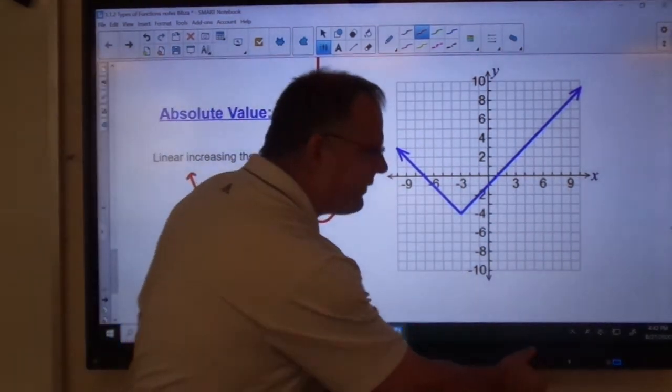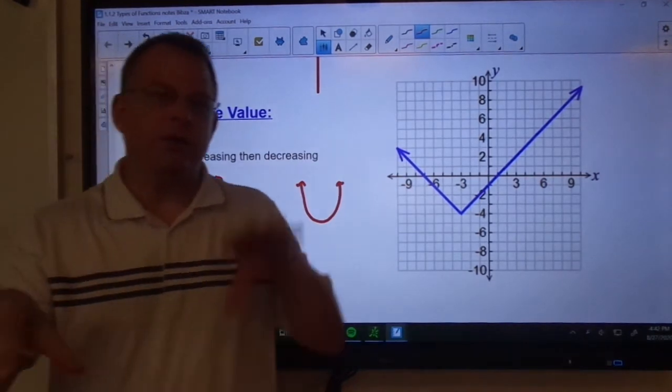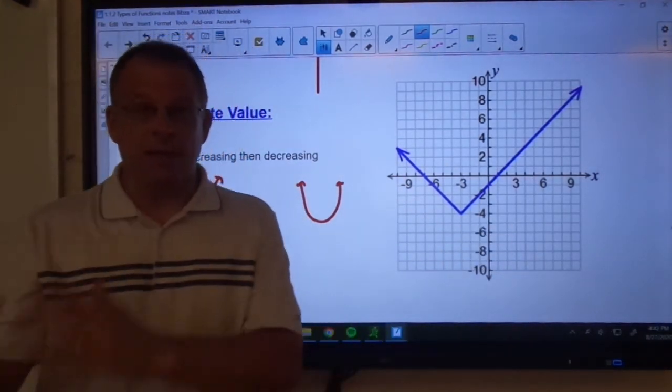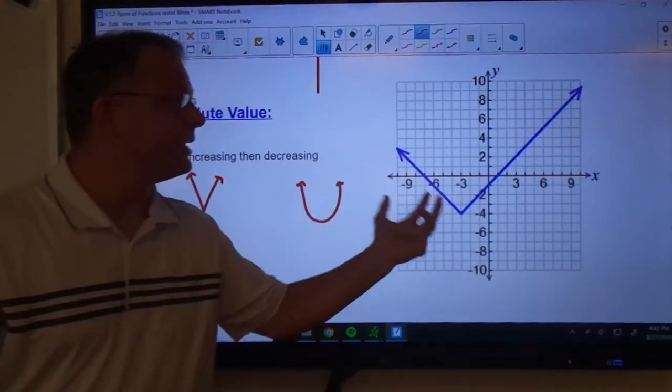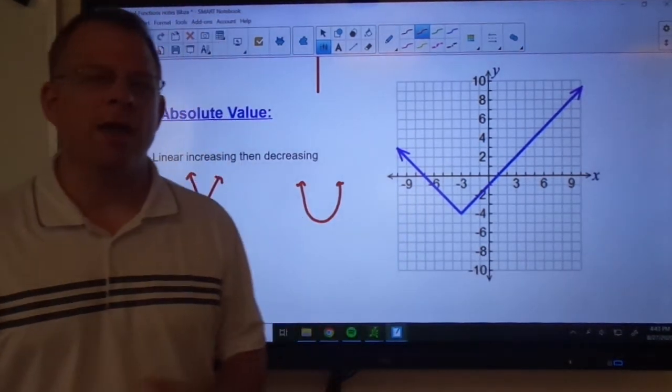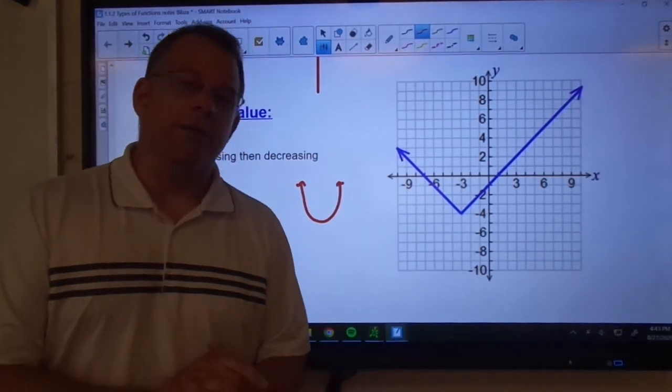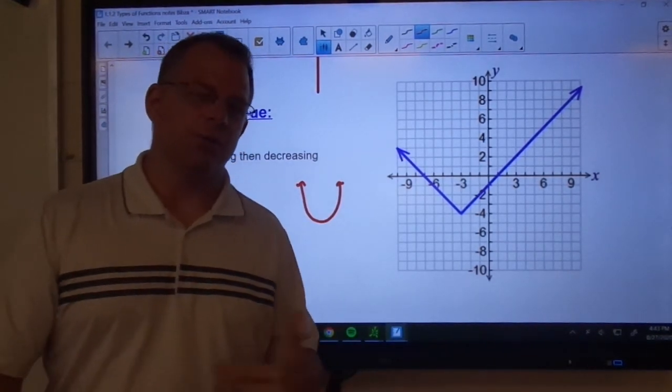So the things we're going to study this year are going to fall into one of those families of functions. And we're going to spend a little bit of time with linears, a little bit of time with quadratics. You're going to see some of these absolute values along the way. But this is a general overview, a bird's eye view of the kind of families of functions that we're going to see this year.